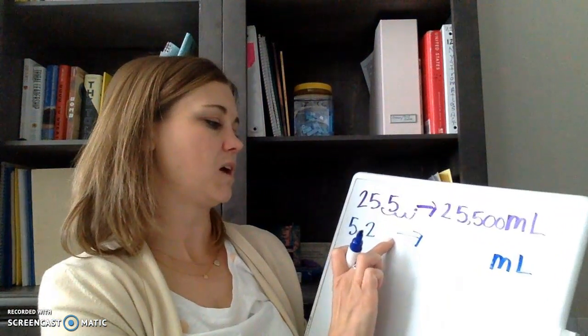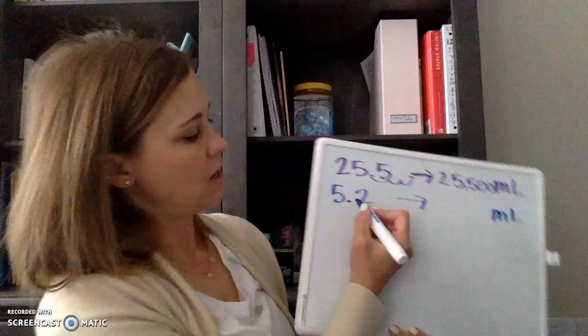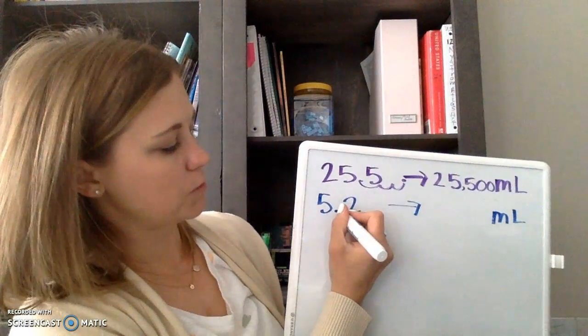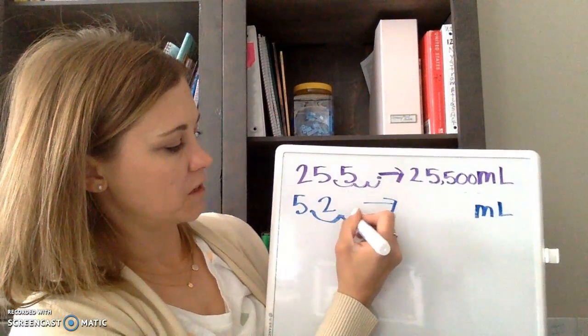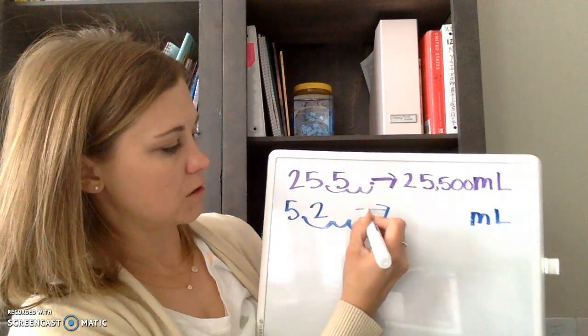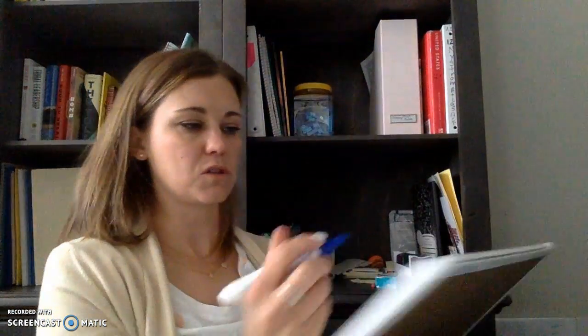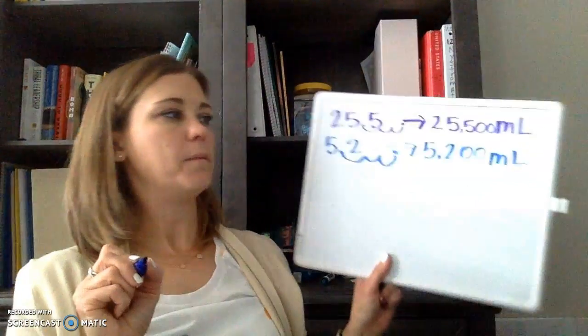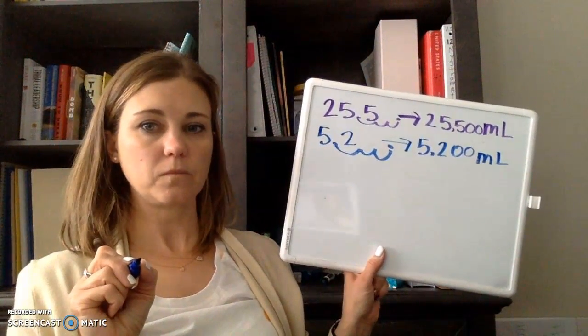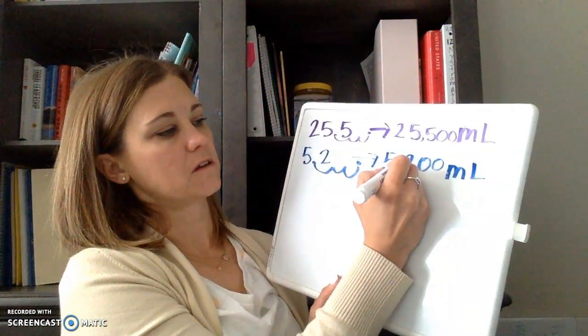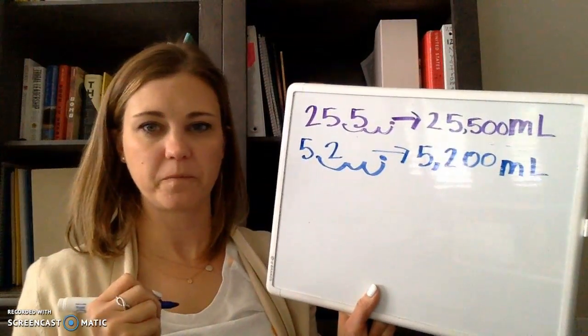So I'm going to get rid of my L right here for liters. And I'm going to move this decimal 3 places. 1, 2, 3. There's my decimal. I know I can just fill those in with zeros. And when I do that, I have 5,200 milliliters. This is a comma there. There we go. Okay, so let me go back to my problem.